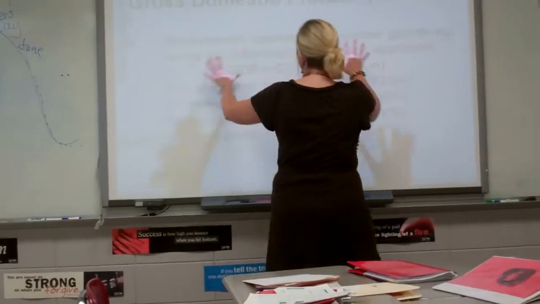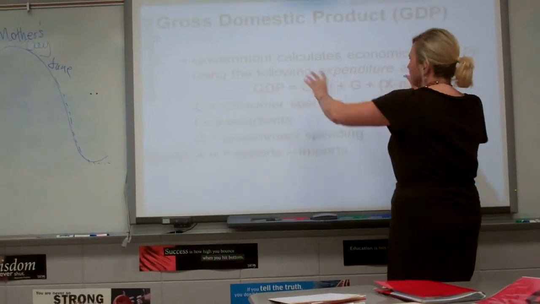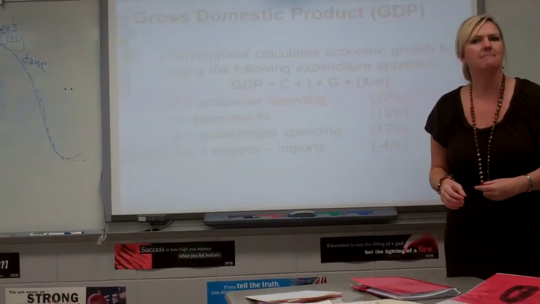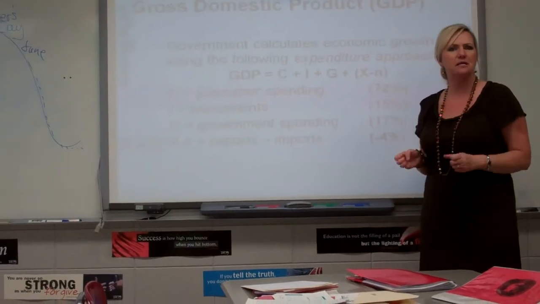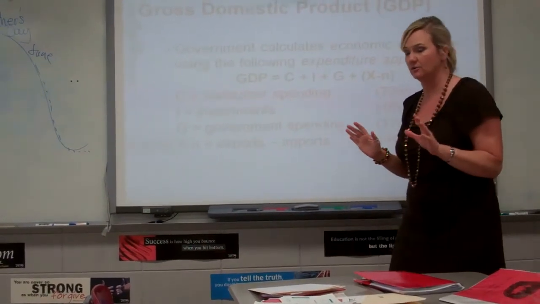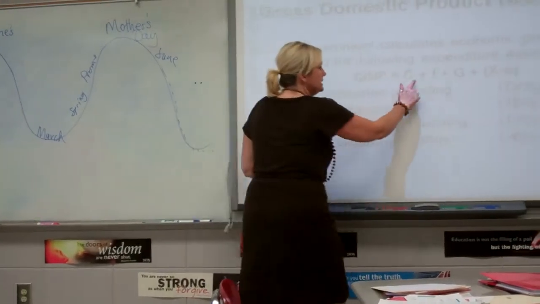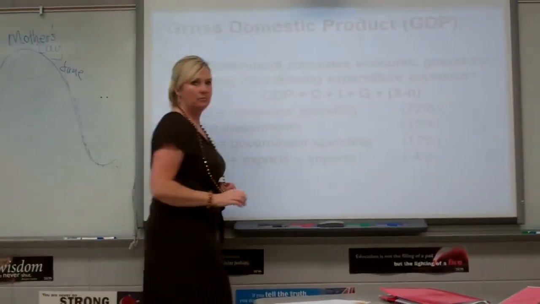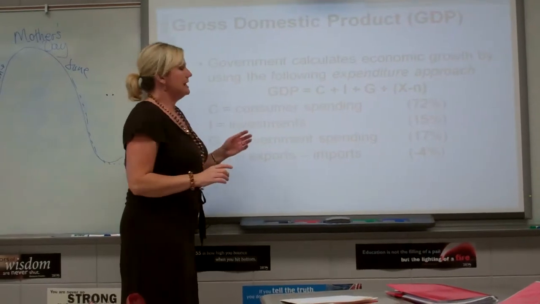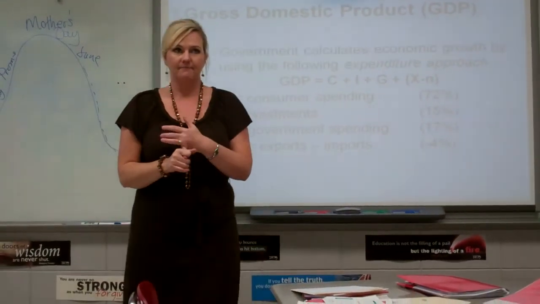Don't get nervous seeing all these letters and plus signs and minus signs. I know it seems a little like math and it can make some of you nervous. It made me nervous the first time I saw it, but it's not difficult. GDP is equal to these four individual parts. All right? It is consumer spending.